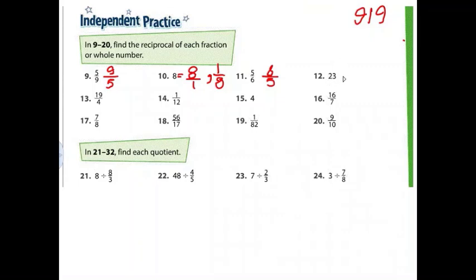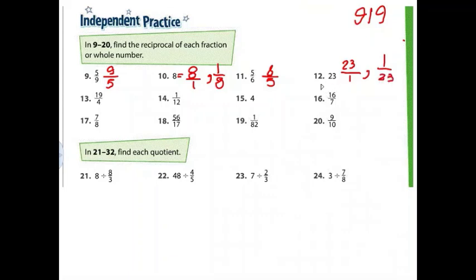Exercise 12, we have 23. It's a whole number. How can you flip it? There is no two terms up and down. So make this 23 a fraction. How? Put 1 as a denominator. So 23 out of 1. Now, can you find the reciprocal of 23 out of 1? Yeah, flip it. It's 1 out of 23.